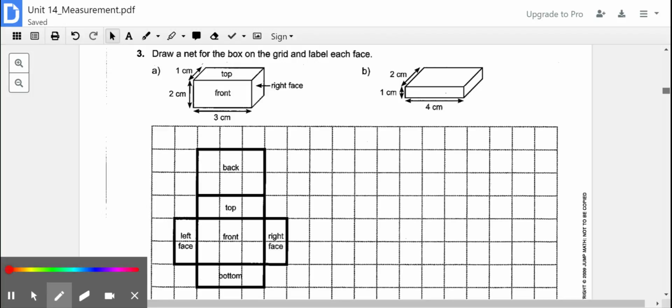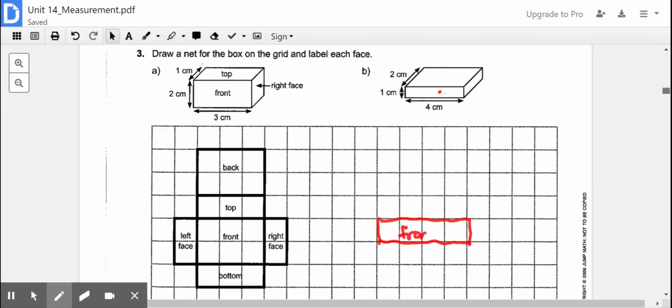Okay, so let's start off with the front face. The front face is this one here, and it is 1 by 4. So I'll draw a 1 by 4 shape. That's the front. Okay, now what about the right face and the left face, where they're going to be 1 by 2? Okay, and they can come right off the front if I want. So 1 by 2, that's my left face. And here's my right face. L for left, R for right.